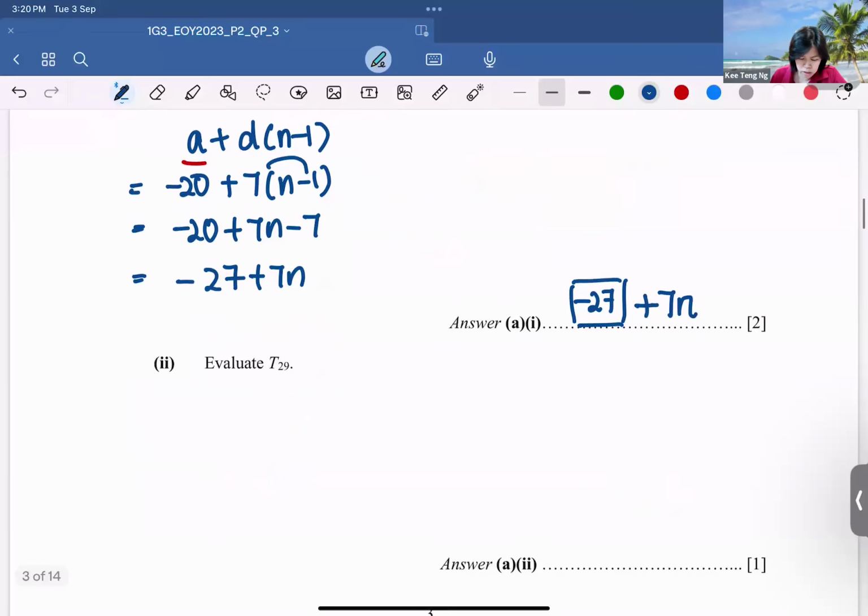Next one, evaluate term 29. You can see this one, my term n, so my n equals 29. I'm going to substitute it inside. So term 29 will be -27 plus 7 times 29.